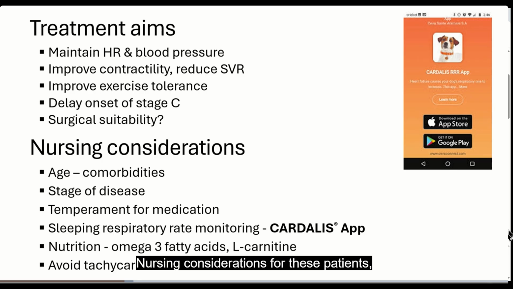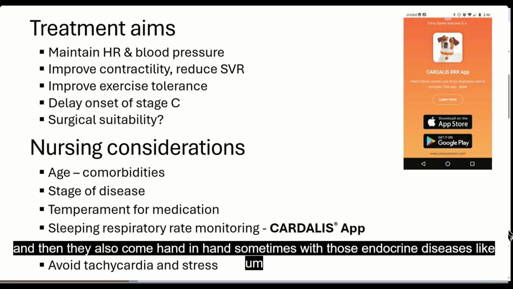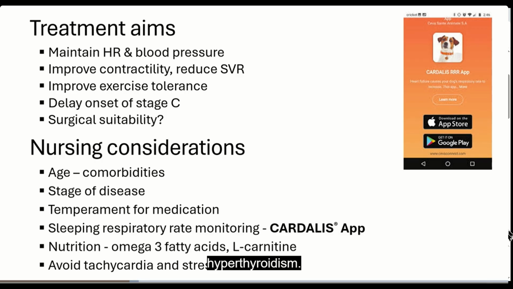Nursing considerations for these patients. I'm going to talk a lot about similar nursing considerations for all of the cardiac diseases really, and age and comorbidities are definitely one of the ones that we consider for every single type of heart disease. It really does make a difference, the age of your patient and then whether they do have any coexisting disease processes going on. So as our patients get older, this is very often when we are noticing heart murmurs, when we are evidencing mitral valve disease, and then they also come hand in hand sometimes with those endocrine diseases like hypothyroidism, and also Cushing's and Addison's as well.